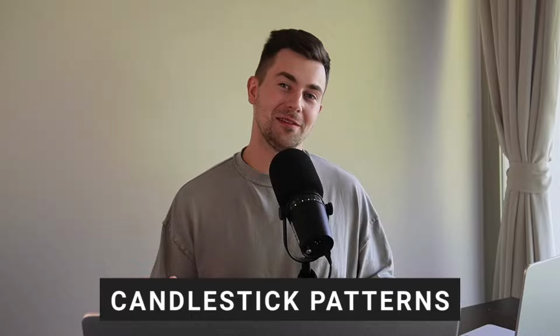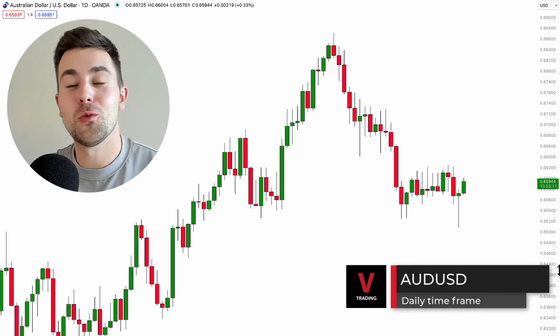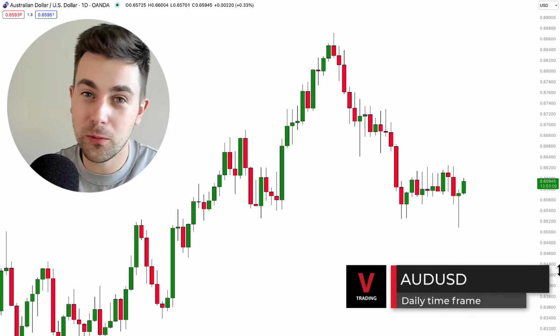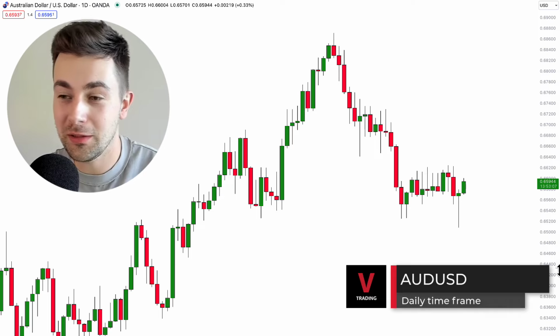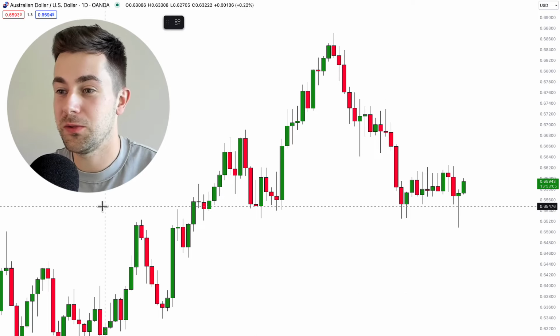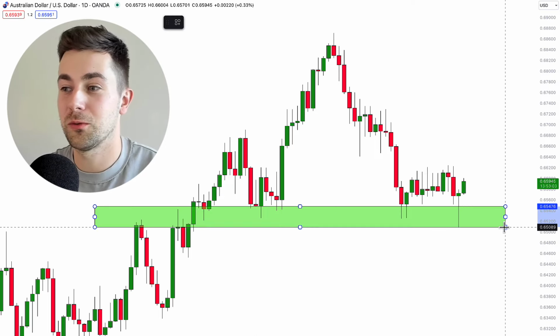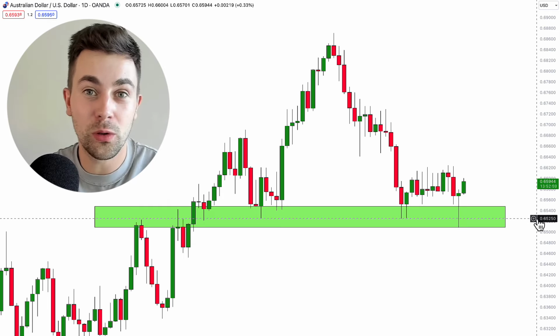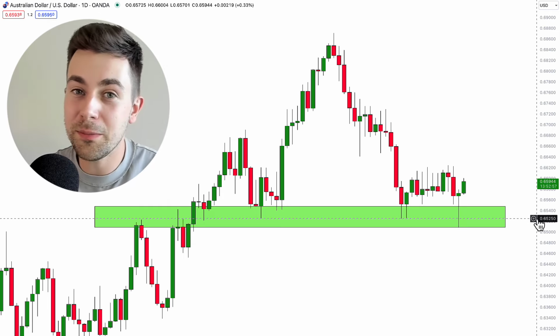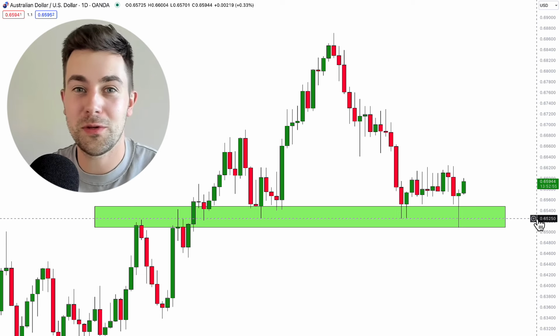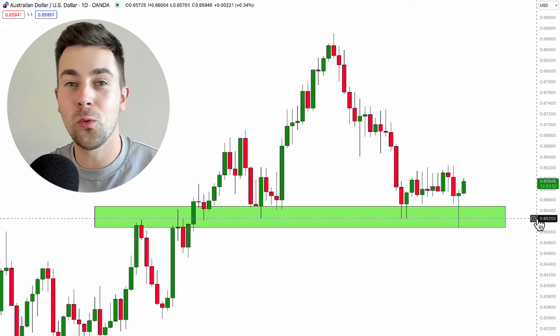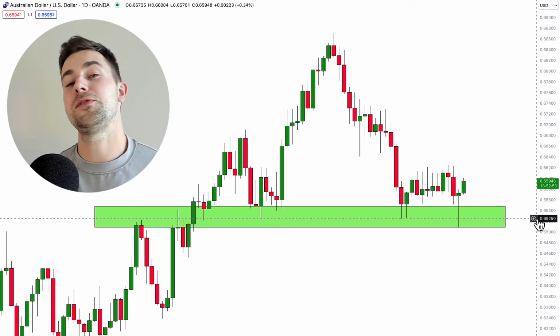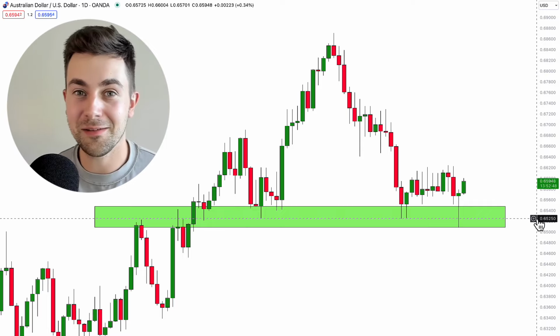The second type of confirmation is candlestick patterns. Imagine that you are bullish on Aussie dollar pair and you want to open a long position on a daily time frame. You spotted that the market reached a very important horizontal support, and you assume that from that support the pair will grow. What can be your candlestick confirmation in such a situation? Your confirmation will be a formation of a bullish candlestick pattern.